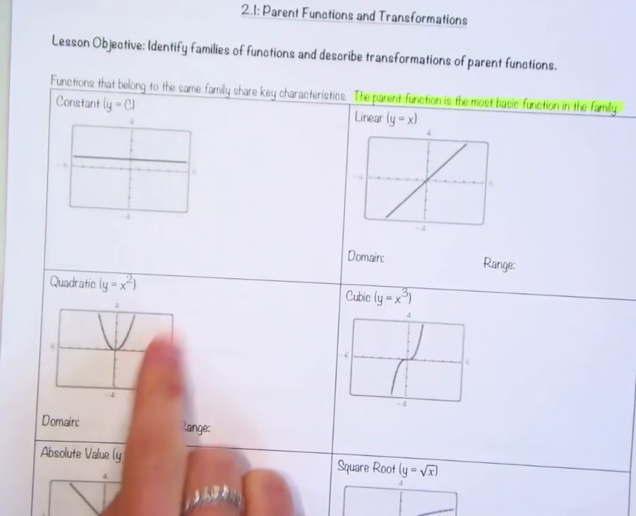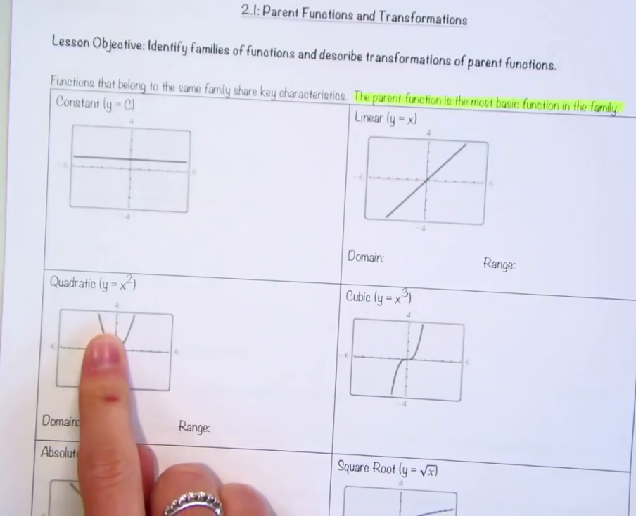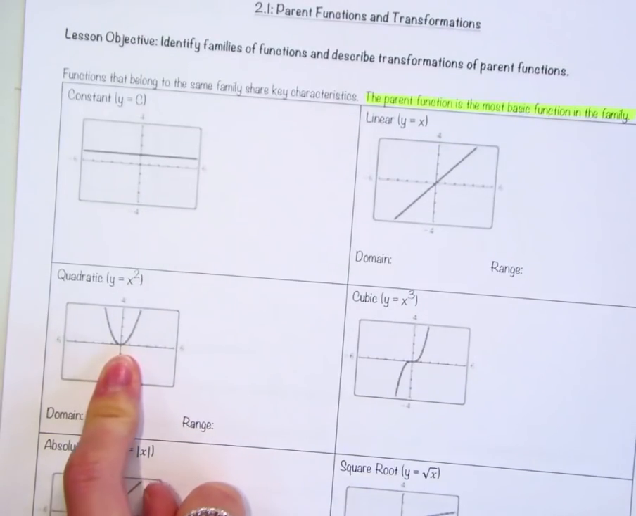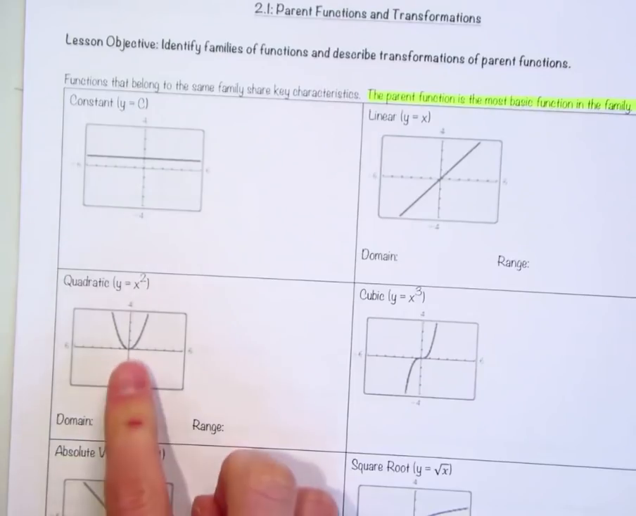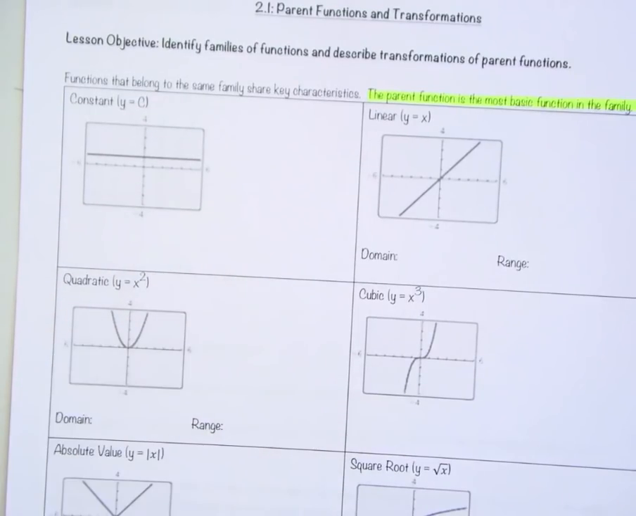So for example, if we look down here at this quadratic function, this is in the shape of a parabola. Okay, so any parabola is going to be part of the quadratic family. But this is the most basic form because it's just y equals x squared. Nothing is being added to it, nothing is being multiplied to it, or anything like that.